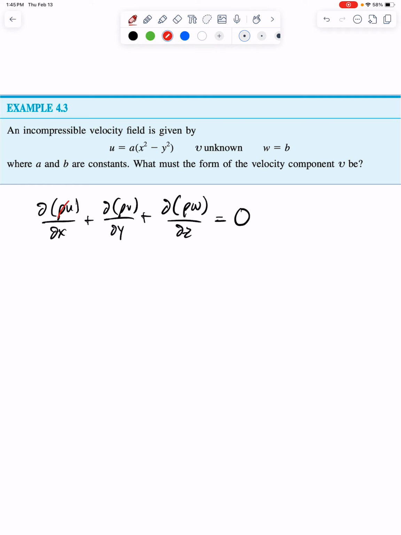For incompressible flow, we cancel out all of the omega terms, or if we divide both sides, they'll all go away. So we're left with the differential with respect to x applied to u, a times x squared minus y squared, plus the differential of v, which is unknown, with respect to y, plus the differential of w, which is the constant b, with respect to z, all equals 0. If you differentiate a constant, obviously it gets to 0, so this term goes away.